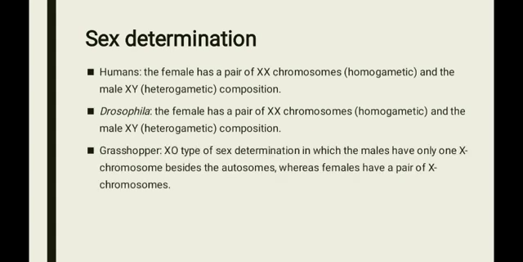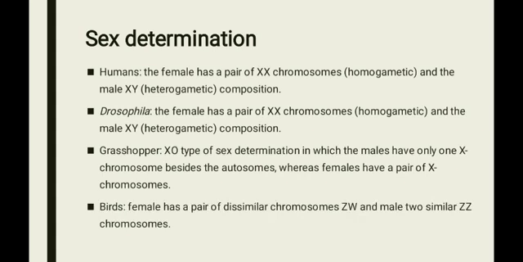In grasshopper, there is X0 type of sex determination, in which the male has only one X chromosome besides the autosomes, whereas the female has a pair of X chromosomes. In birds, the female has a pair of dissimilar chromosomes, that is ZW. To avoid confusion with XY, it is represented as ZW, and the male has two similar chromosomes, ZZ.